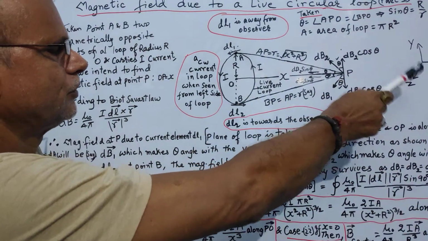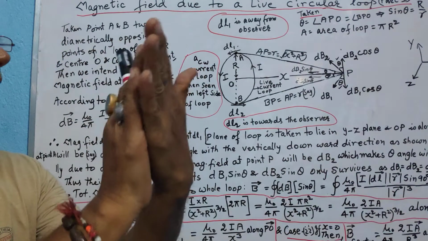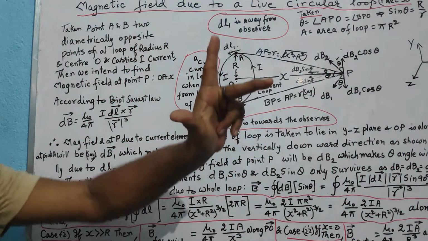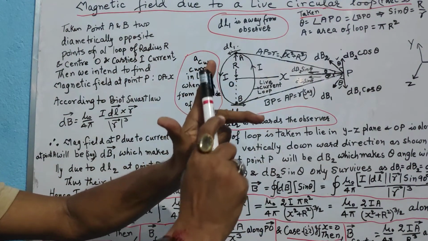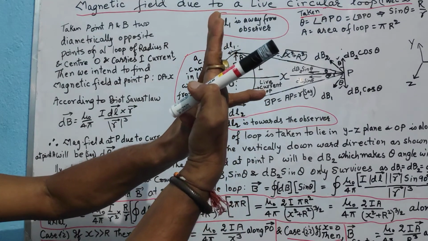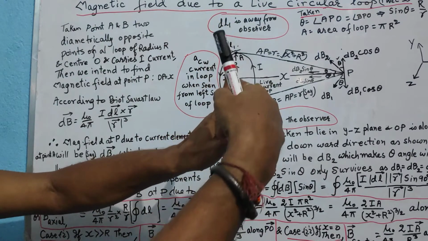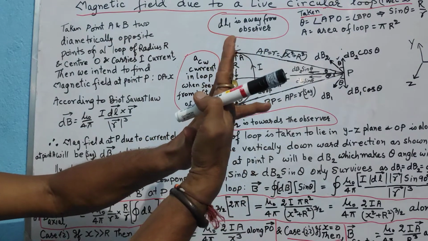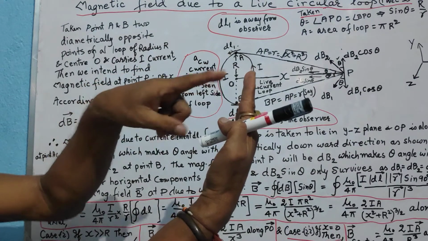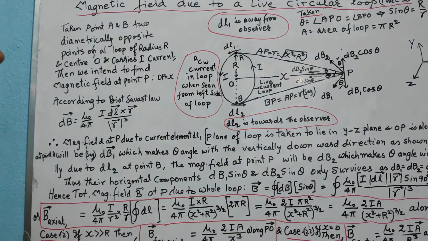Here we are assuming that the plane of the loop is in the YZ plane. Meaning if you have three axes, this is x axis, this is y axis, and this is z axis, then the plane of the loop lies in the YZ plane, and the loop is having current in anti-clockwise direction when I see at it. It is for me anti-clockwise current.